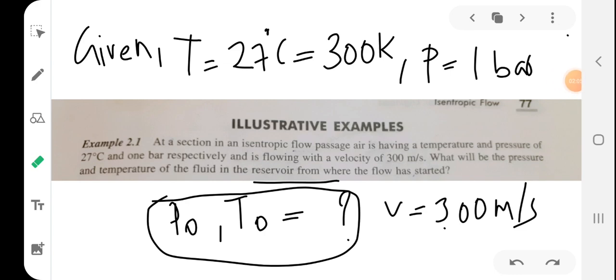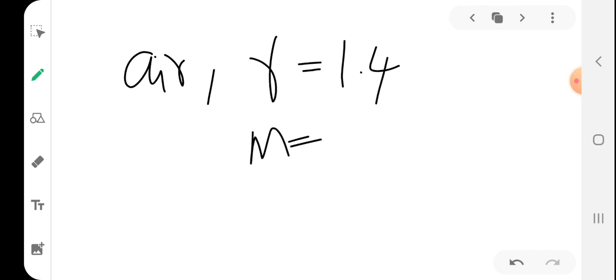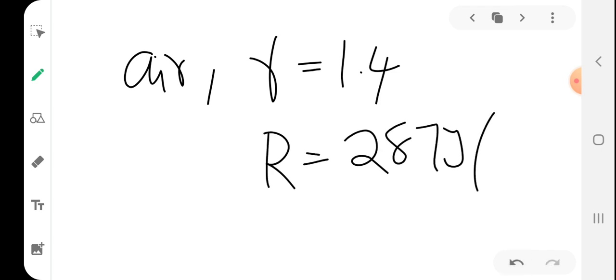So students, velocity is 300 meters per second. Another point is that fluid is here air. It is given that fluid is air. So if it is given as air, means you already got the value of gamma as 1.4, and R as 287 joule per kilogram Kelvin, right? So already you got these values.